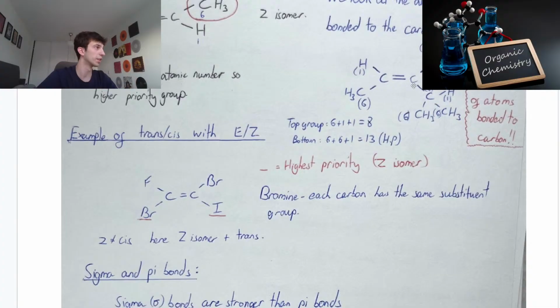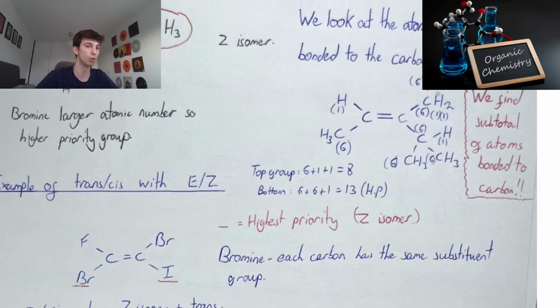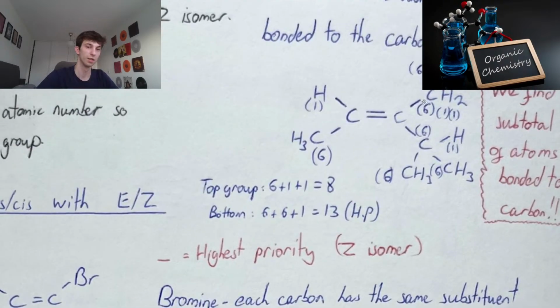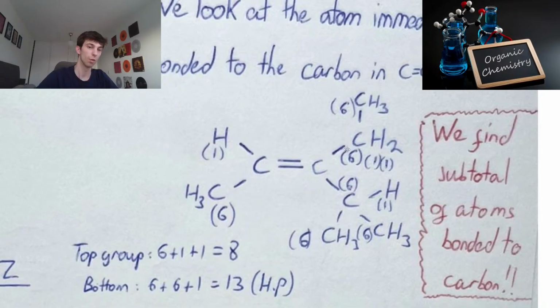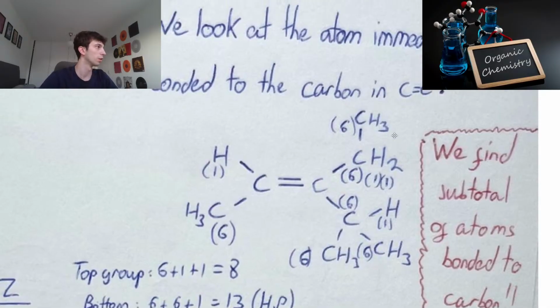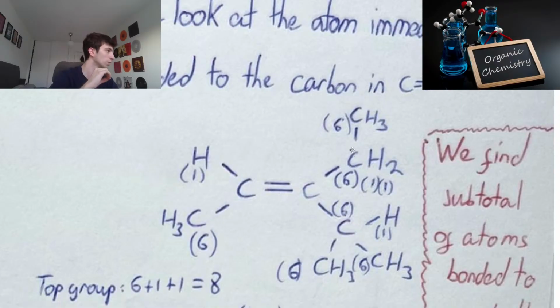What determines priority? Those are the CIP rules. You go along the chain one by one, just seeing which adds up to the largest subtotal. Go carefully along the chain. So you have to look directly at the atom directly bonded. Do not look at the full chain, look at the atoms directly bonded.